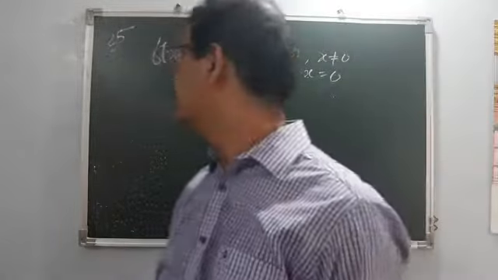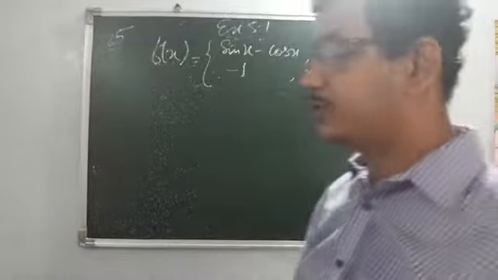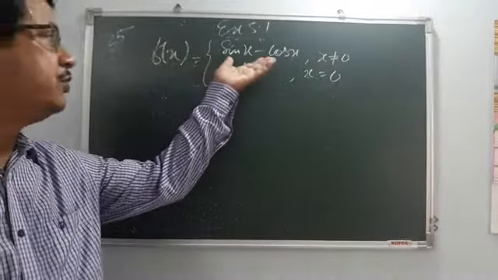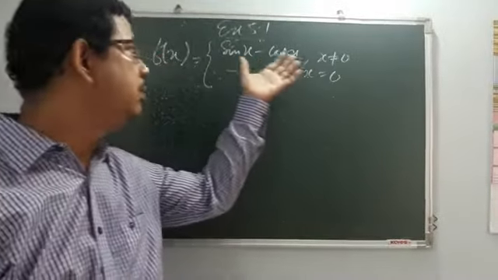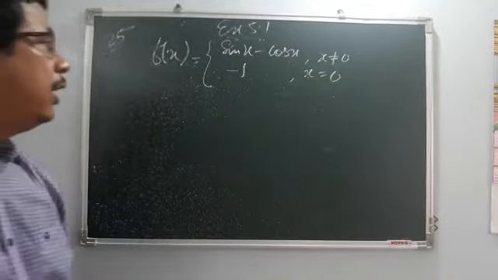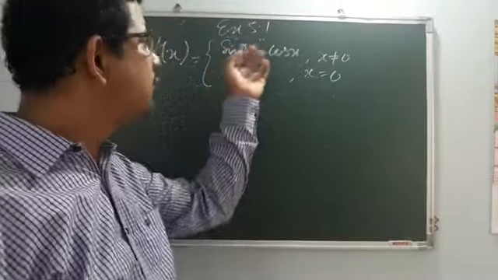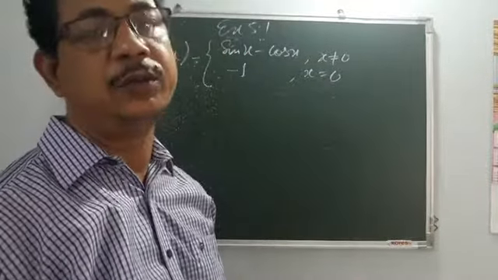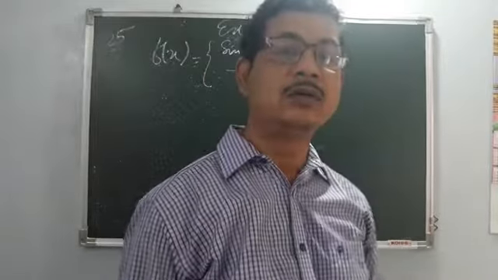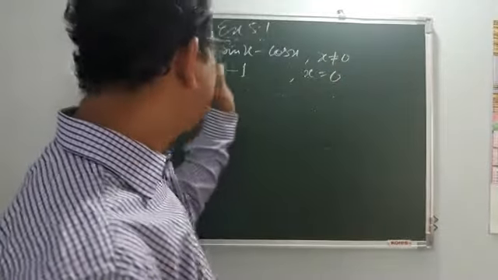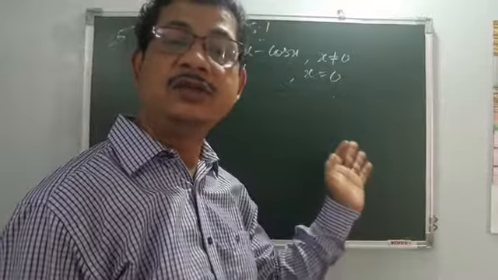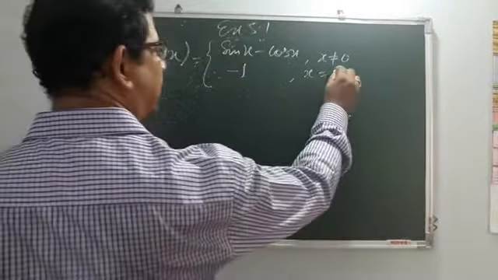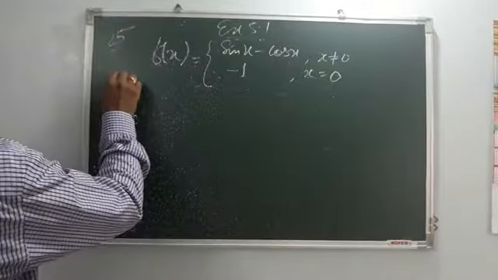Now here again, if we consider x greater than 0 or less than 0, f(x) gives this value, that is other than 0, the value of f(x) is this. Here sin x is a continuous function, cos x is a continuous function. Their difference, of course, by theorem, will be a continuous function. So for x greater than 0 or less than 0, f(x) is continuous. So what is our problem? The problem is at x equal to 0.